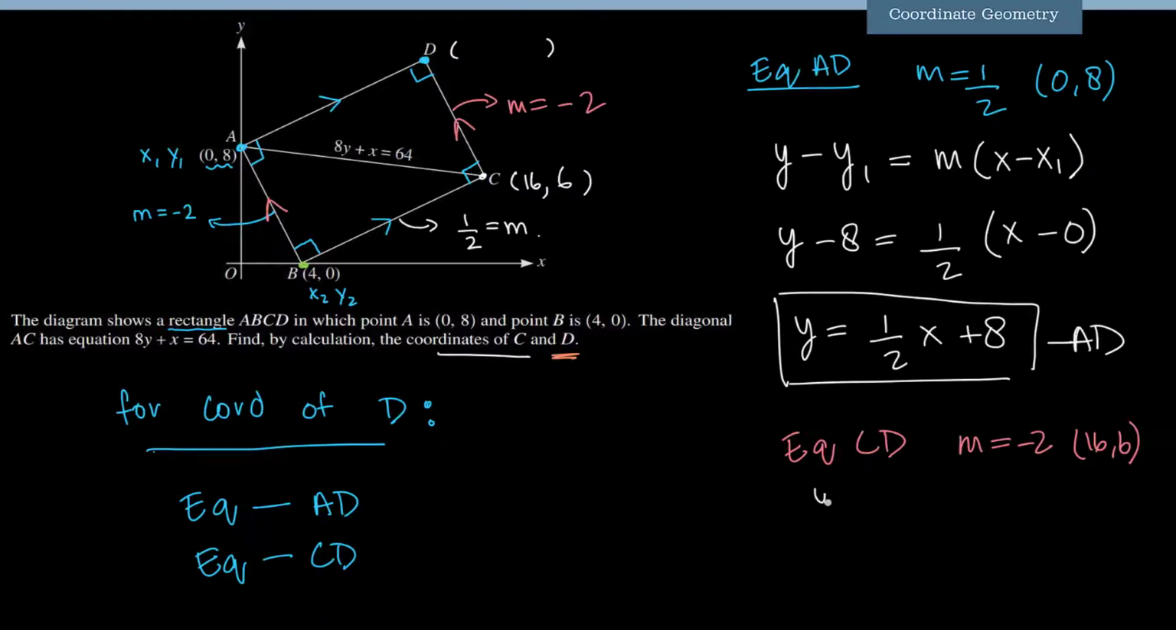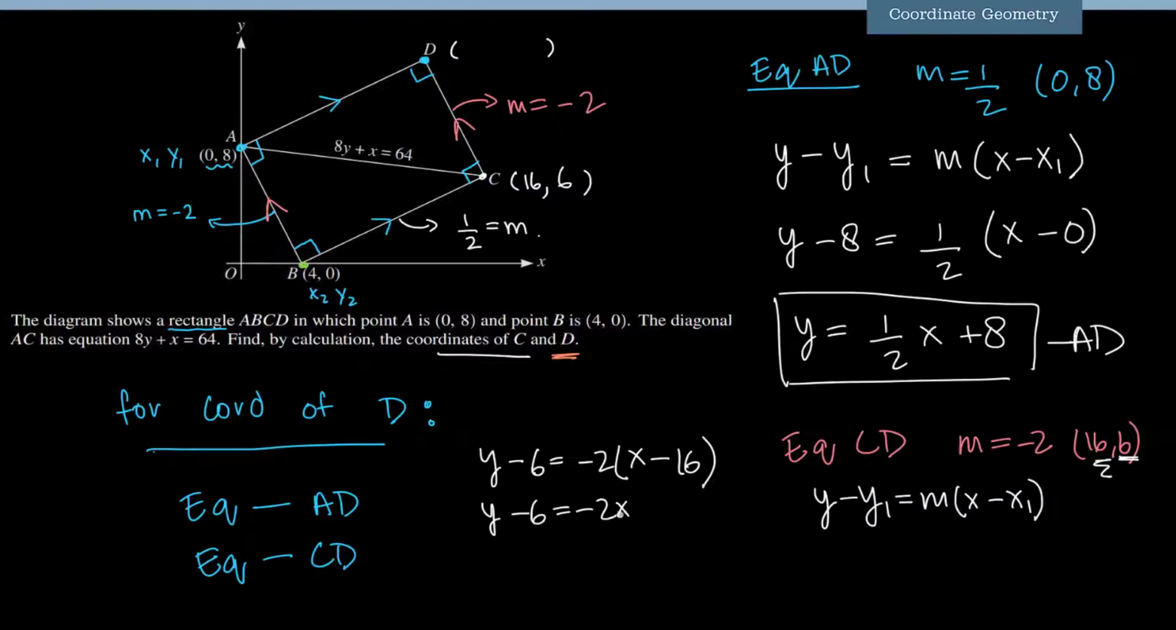The formula of the equation is y minus y1 is equal to m times x minus x1. Putting these values would give me y minus 6, the y coordinate is 6, is equal to m, which is -2, times x minus x1. The x coordinate is 16, so x minus 16. This would give me y minus 6 is equal to -2x plus 32, and adding 6 on both sides would give me y is equal to -2x plus 38. This is the equation of line CD.